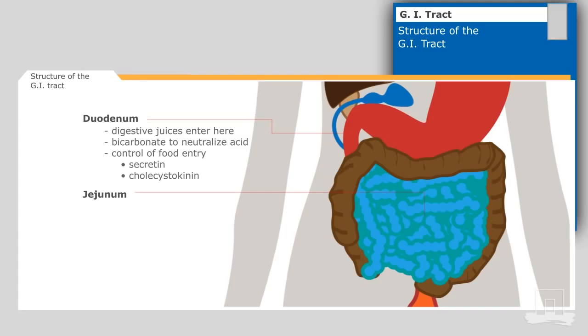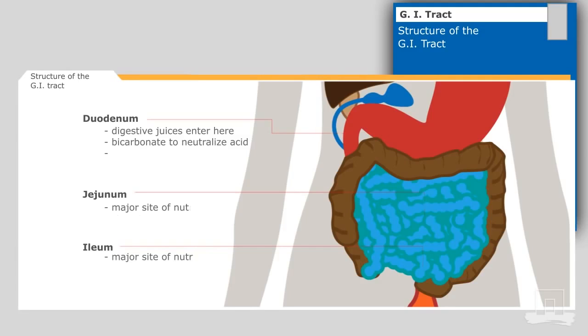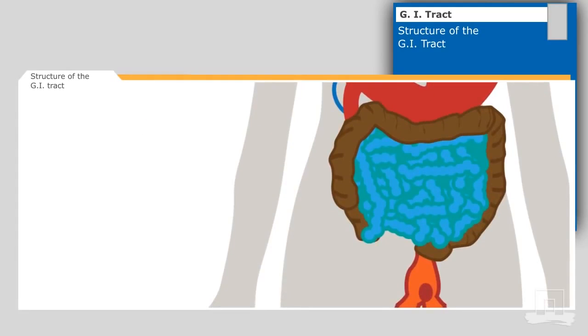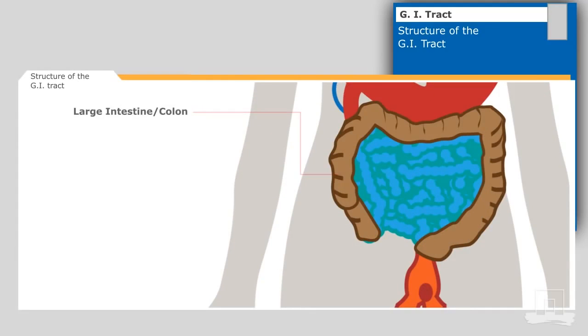The jejunum is the second and middle section of the small intestine. It's located in between the duodenum and the ileum, and it's the major site of nutrient digestion to generate the basic chemical components that the body can absorb. Now, the ileum is the last portion of the small intestine where most of nutrient absorption takes place. Now, after passing through the ileum, the intestinal content moves into the colon or large intestine.